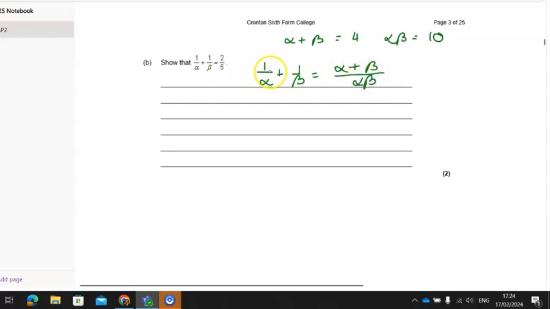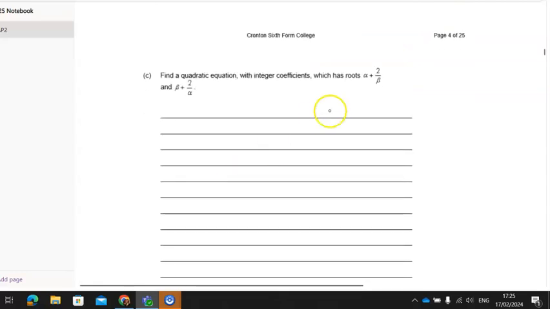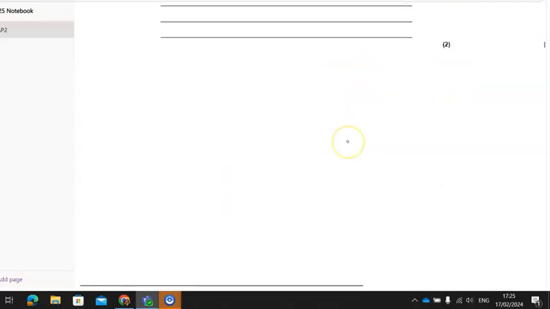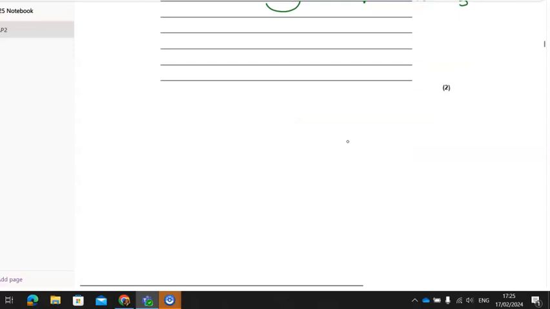So we're going to cross multiply this. So 1 times beta plus 1 times alpha. And on the bottom you're going to have alpha beta. So just your cross smile that you've been doing with your fractions for ages. Just get everything over the common denominator there. So alpha plus beta is 4, alpha beta is 10, so that is just 2 over 5. Right, so we've got 1 over alpha plus 1 over beta.